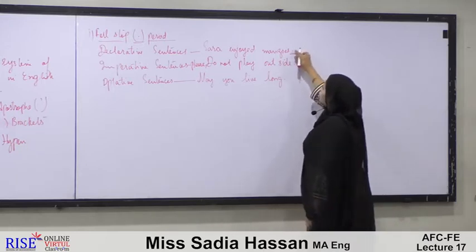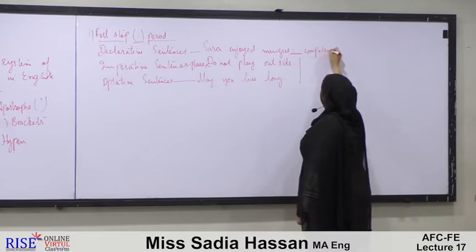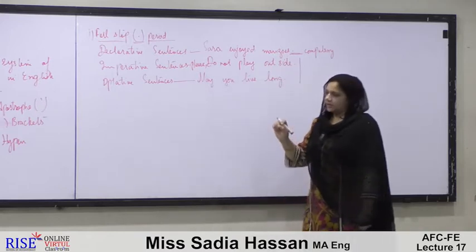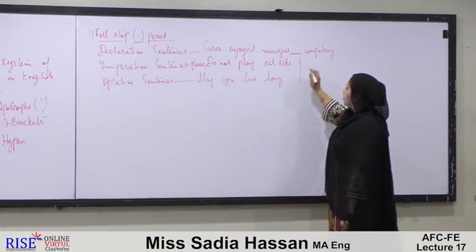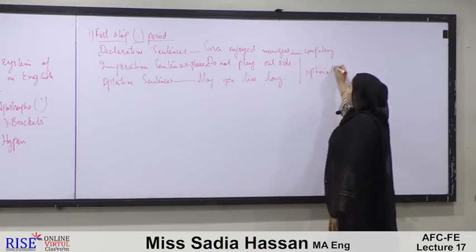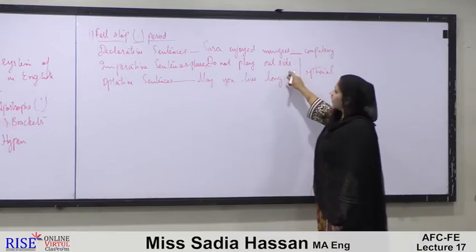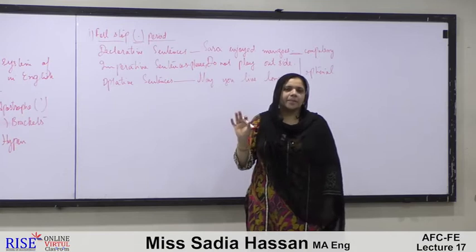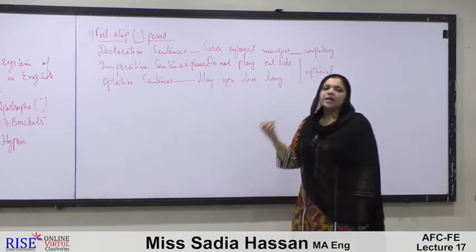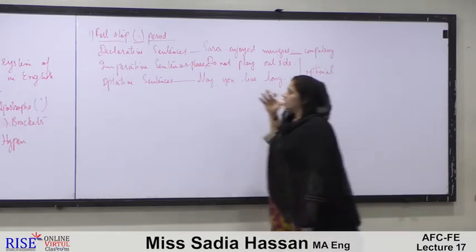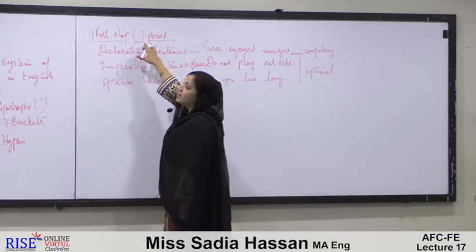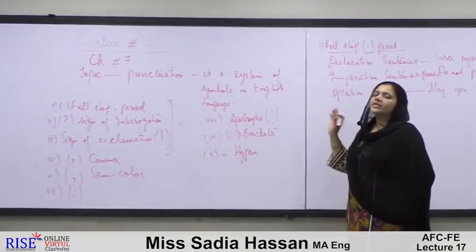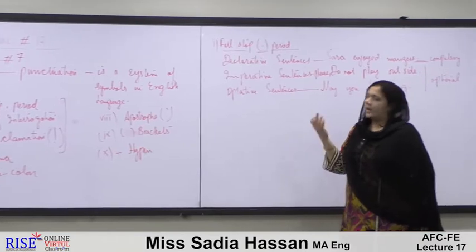In the declarative sentence, the presence of full stop is compulsory. Actually, the full stop is the main identification of the structure of a declarative sentence. But in these two sentences, full stop is optional. Why? Because we have some other choice to close these sentences as well. We'll see afterwards what that choice is. So full stop is used at the end of declarative, imperative, and optative sentences. These three marks are called terminals because they are used at the end of the sentence.